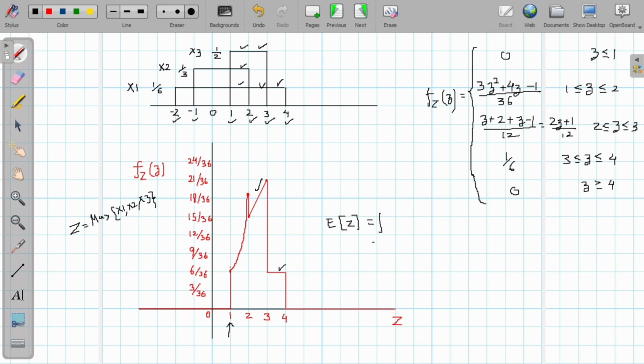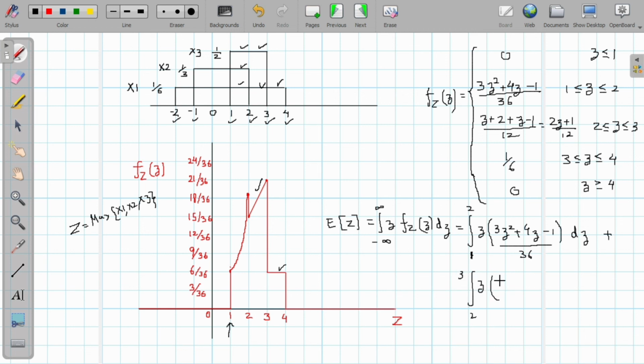So expectation of Z will be integration from -infinity to +infinity of Z times PDF of Z dz. So that will be equal to integration from limit 1 to 2 of z times the PDF in this range, which is 3z square plus 4z minus 1 divided by 36, dz, plus integration from 2 to 3 of z times the PDF in this range, which is 2z plus 1 divided by 12, dz, plus integration from 3 to 4 of z times 1 by 6 dz.